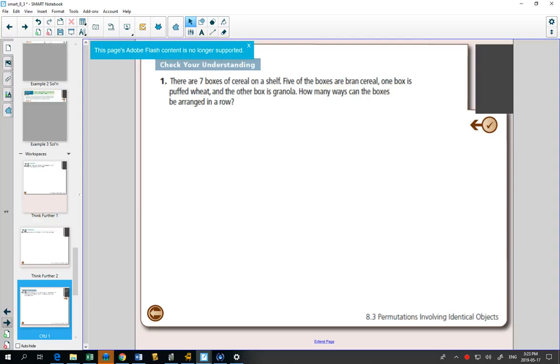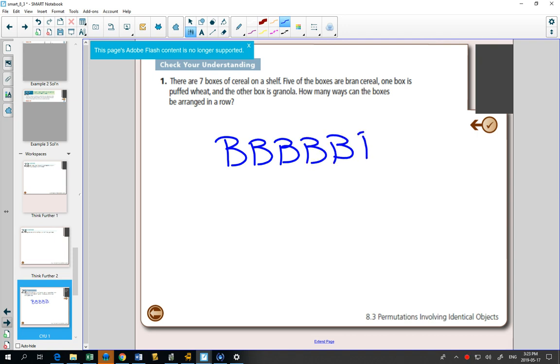How do we recognize this as a geese question? Well, there are identical objects. There's 5 bran cereal boxes, 1 puff wheat, and 1 granola. So this is like a geese question, except the word that we have is a bunch of B's, a P, and a G. Normally, if these were all different letters, there would be 7 factorial ways you could arrange them on the shelf.